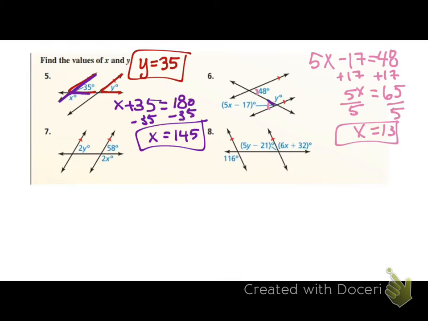To find the value of y, what relationship does y have with 48? Consecutive interior. What do you know about consecutive interior angles? They add up to 180. So what is 180 minus 48? 132.